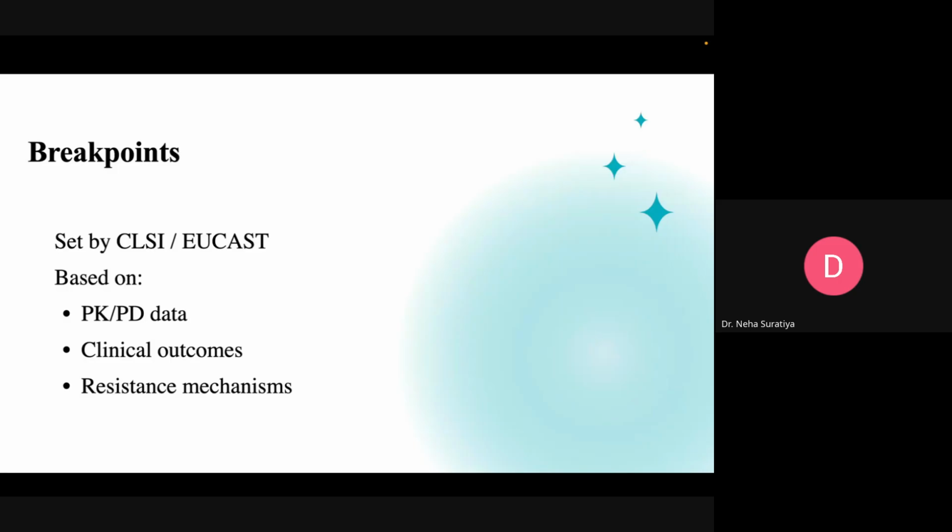Okay, and how are they deciding this? They are deciding based on the pharmacokinetic drug levels in the body, pharmacodynamics, drug effect on the bacteria, clinical outcomes, and the resistance mechanism. They are monitoring those parameters, and then they are deciding the breakpoints. So as a pharmacist, understanding this breakpoint helps us to choose the better dose of the antibiotic, the antimicrobial, and to choose the correct antibiotic as well.